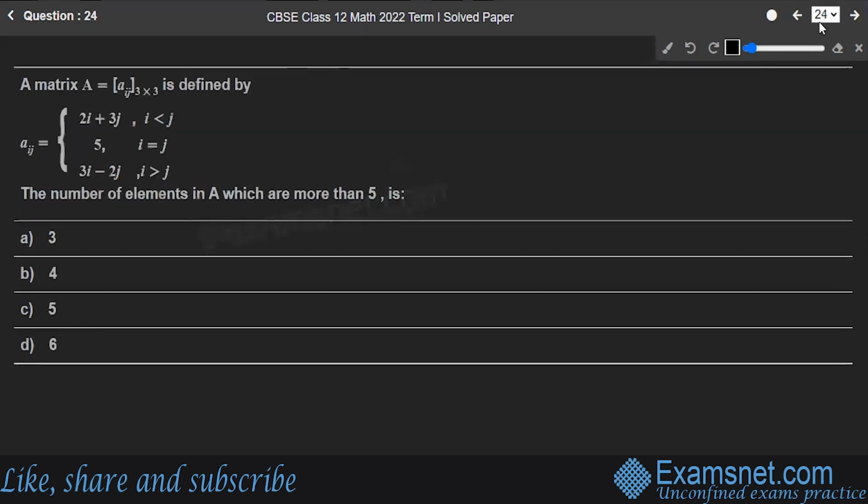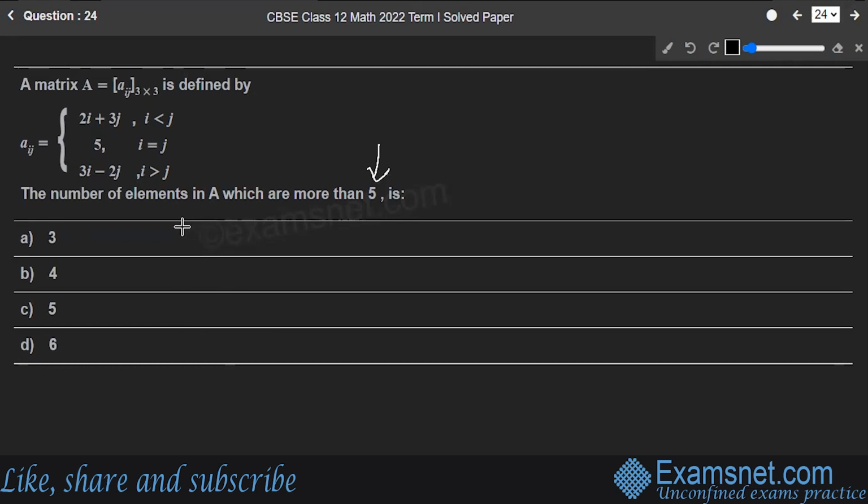Hope you got that. Next is 24th question. A matrix A is given by Aij. It's a 3 by 3 matrix. It's defined by these 3 functions. When i is less than j, by this function. When i is equal to j, it is given by 5. And when i is greater than j, it is given by 3i minus 2j. The number of elements in A which are more than 5. So this is simple, right?